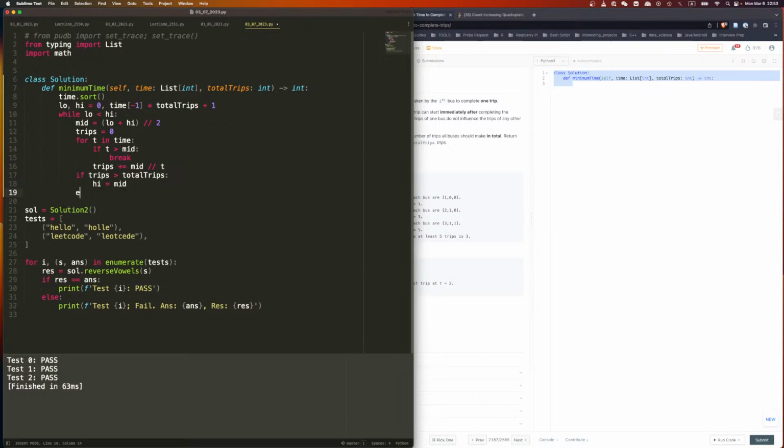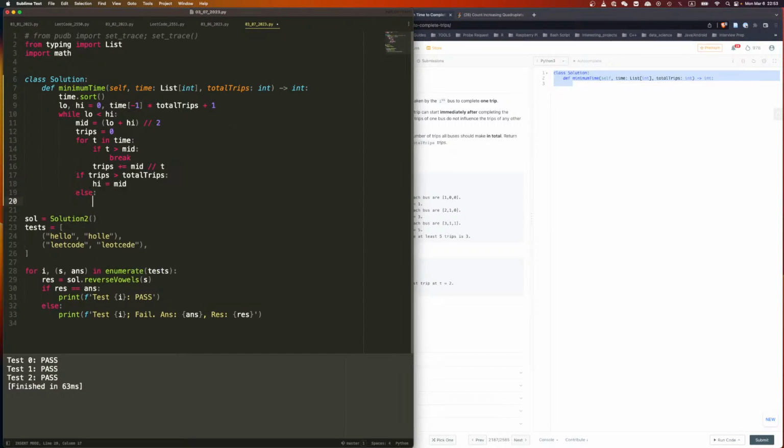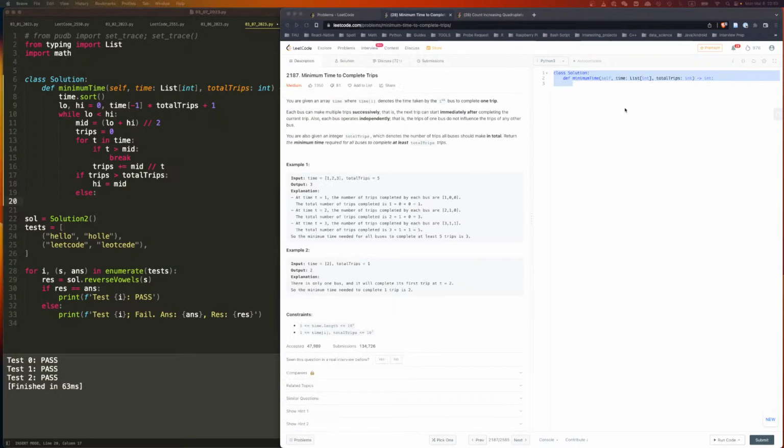Else, if we have trips is smaller or equal to, then we shall increase. Wait, what do we want? We want the minimum time, right? We want a minimum time.